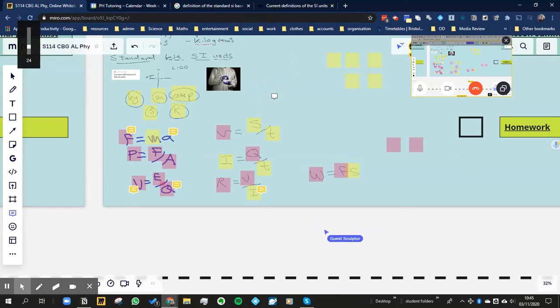So we've got here a bunch of different equations. Force is equal to mass times acceleration. Pressure is equal to force over area. Voltage is equal to energy over charge. Velocity is equal to displacement over time. Current is equal to charge over time. Resistance is equal to voltage divided by current. And work is equal to force times displacement.